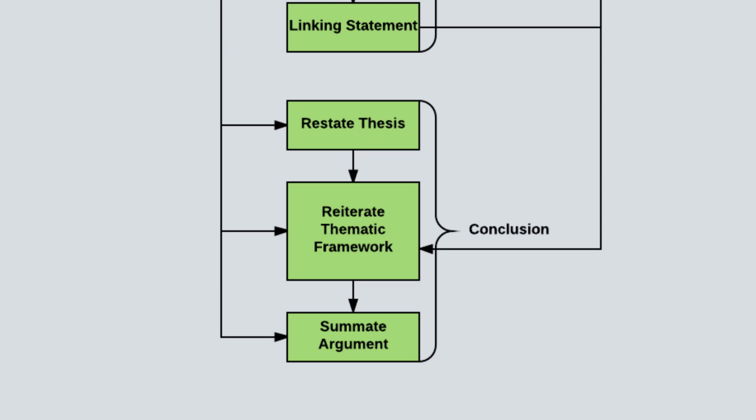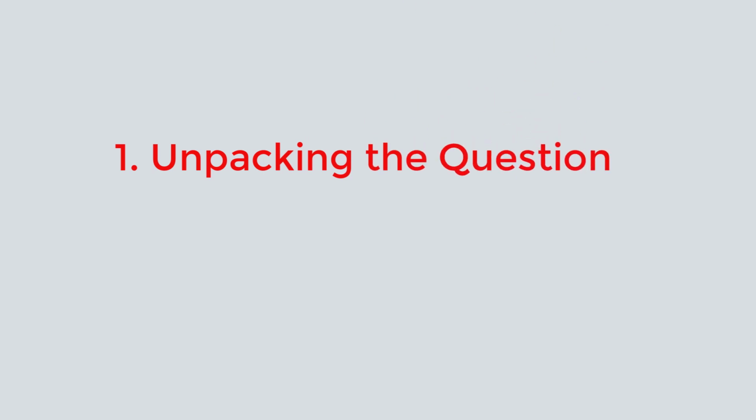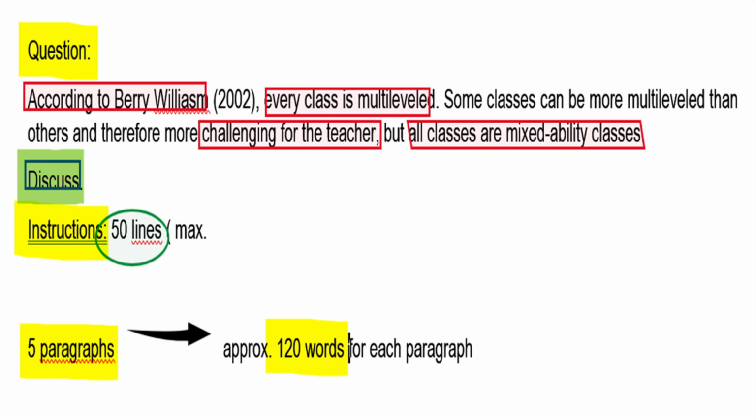Of course, when you break essay writing down into a process, it becomes straightforward and systematic. So the first step in answering an exam question is unpacking the question itself. Let's have a look at the question. Question: According to Barry Williams, every class is multi-leveled. Some classes can be more multi-leveled than others and therefore more challenging for the teacher, but all classes are mixed ability classes. Discuss. You should read the question at least twice, circle the key terms, and identify the directive verbs.